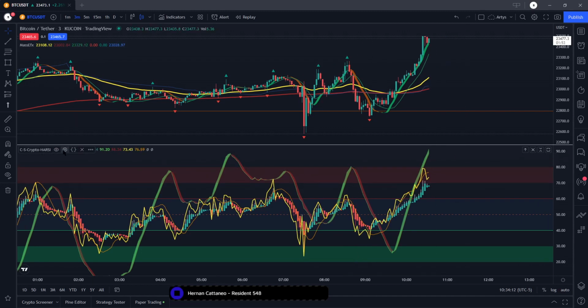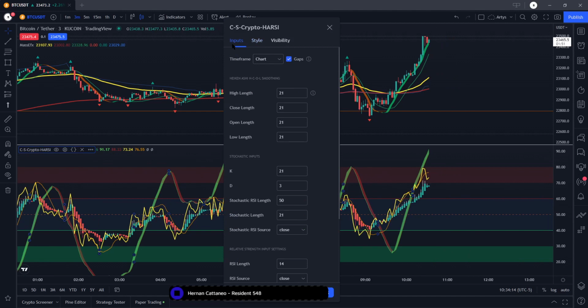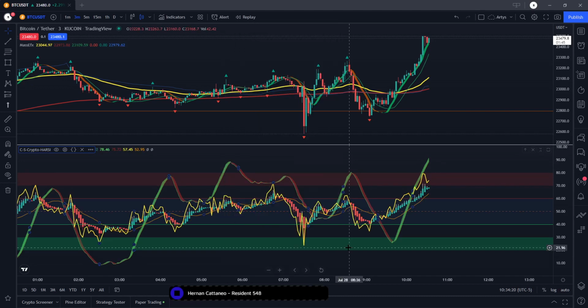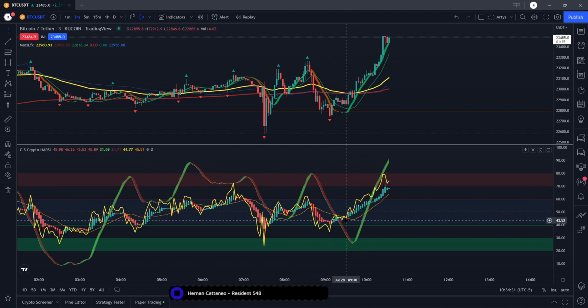Most of the time when you have an RSI, you use a moving average for it. Here's your stochastic, here's your moving average, the orange one, and the RSI is the yellow line. You can see at this level that the moving average is stating a new trend has begun, and that's at July 28th at 9:30.